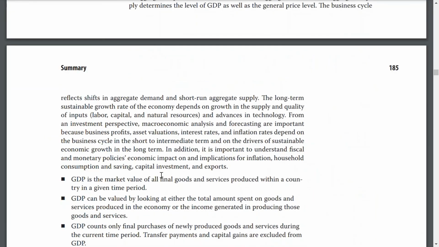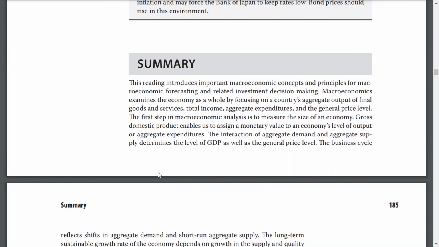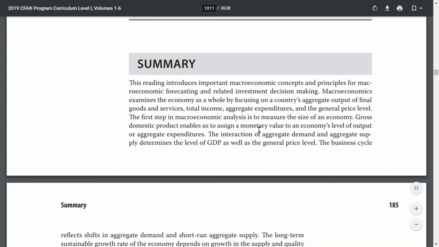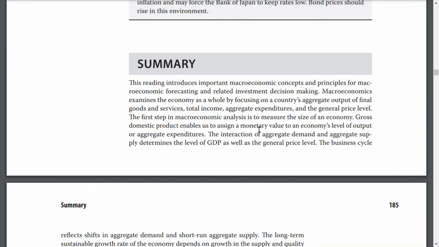Okay, let's go to the summary. This reading introduces important macroeconomic concepts and principles of macroeconomic forecasting and related investment decision making. Macroeconomics examines the economy as a whole by focusing on a country's aggregate output of final goods and services, total income, aggregate expenditure, and the general price level.